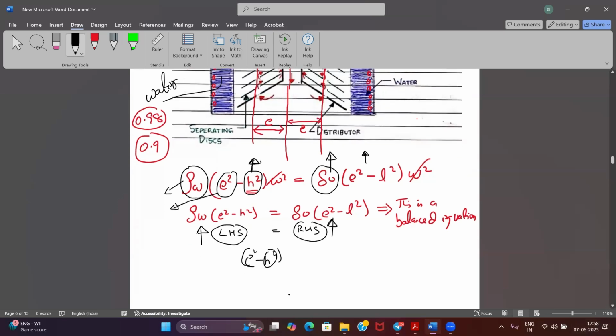I'll write it over here. If the RHS has increased, the density has increased, then on this side also the density has to be increased, only then we can match. The oil density has increased. Water is constant, e will also remain constant, correct. Only h is variable. That is the distance from your gravity disk to the center.